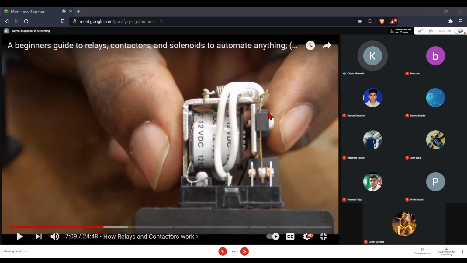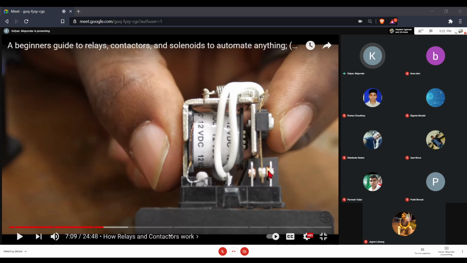If you can see here, this white thing is a coil. That's an electromagnet. This central thin strip-like thing is a movable contact. And here you have a spring. This is a pivot point which tries to pull it outwards. So see, this movable contact is in electrical connection with this outer set of contacts.